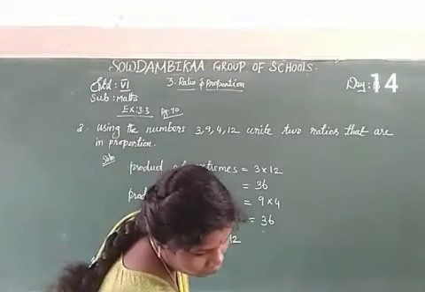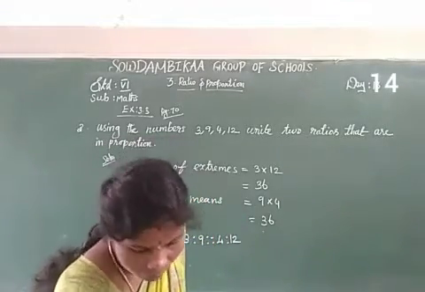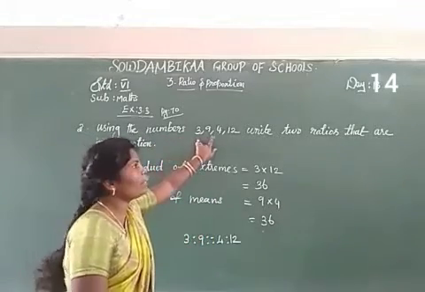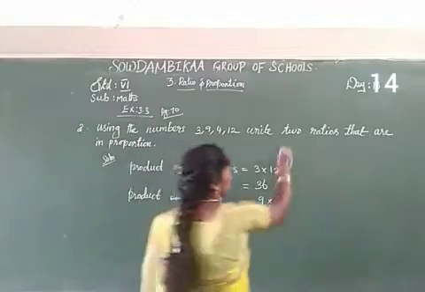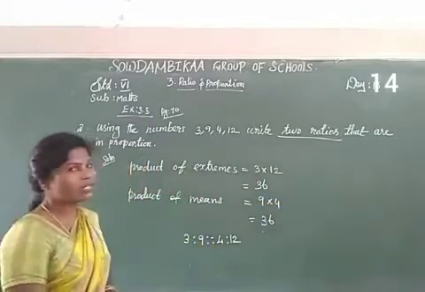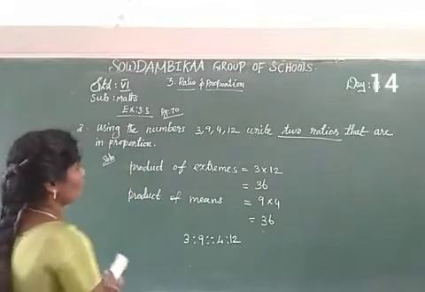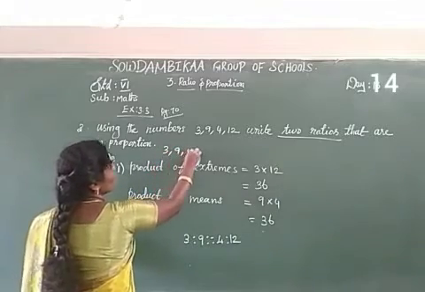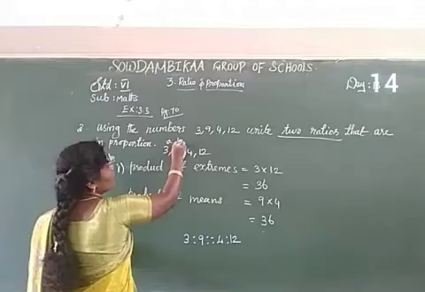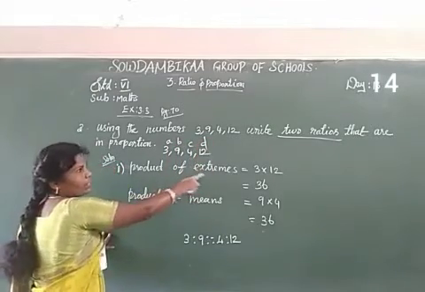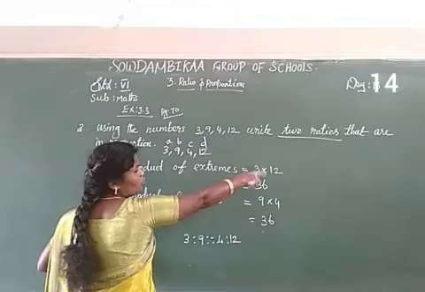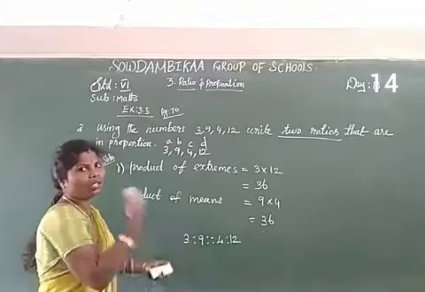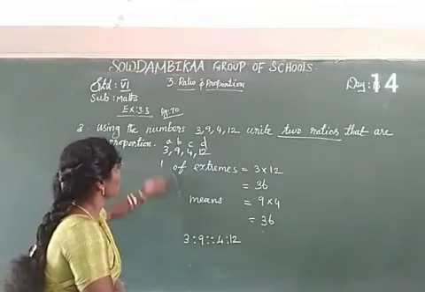Next, the fourth sum. Using the numbers 3, 9, 4, 12, write two ratios. First, write one ratio that is in proportion. The given numbers are 3, 9, 4, 12. Take them as A, B, C, D. Product of extremes, A into D: 3 into 12 is 36. Product of means, B into C: 9 4s are 36. This is one ratio. Now find the second ratio.